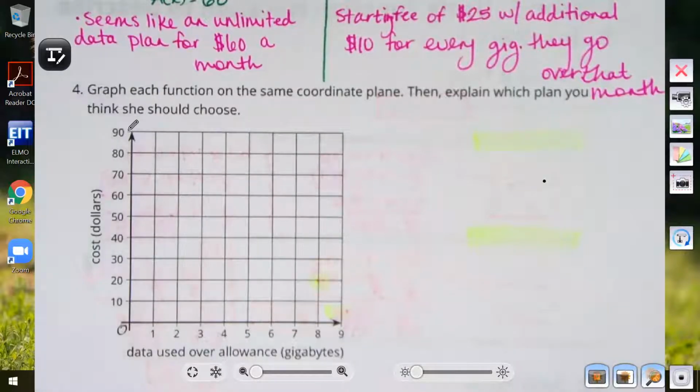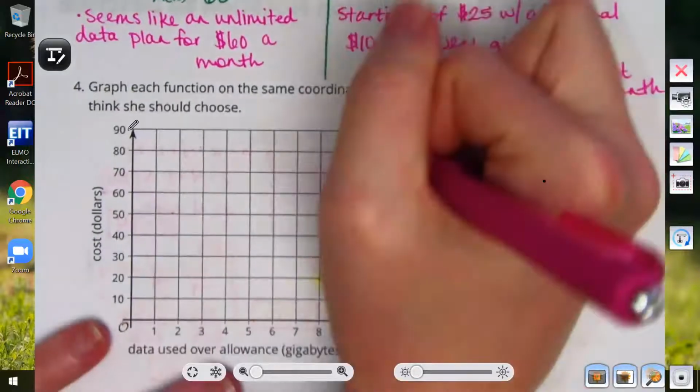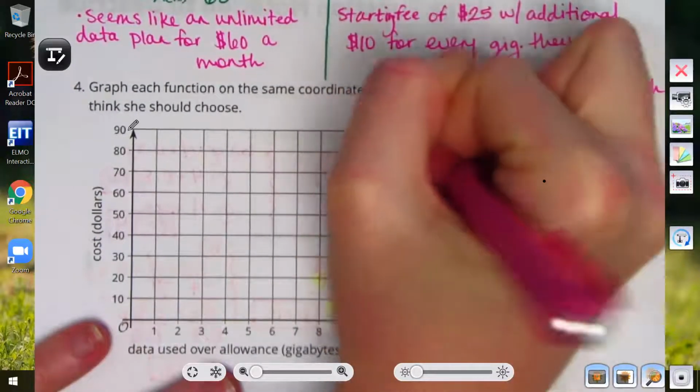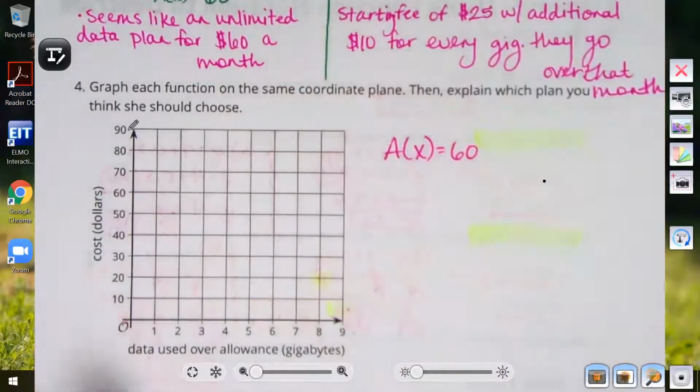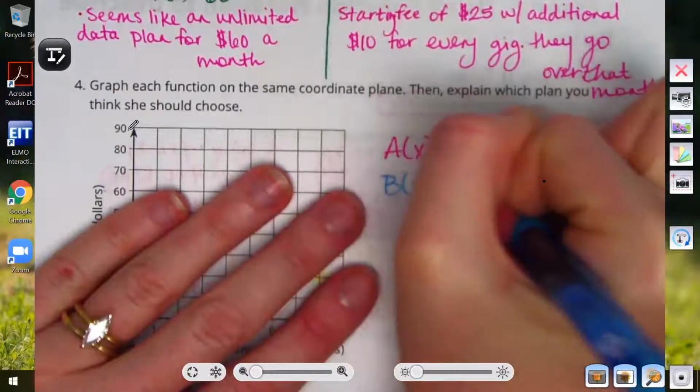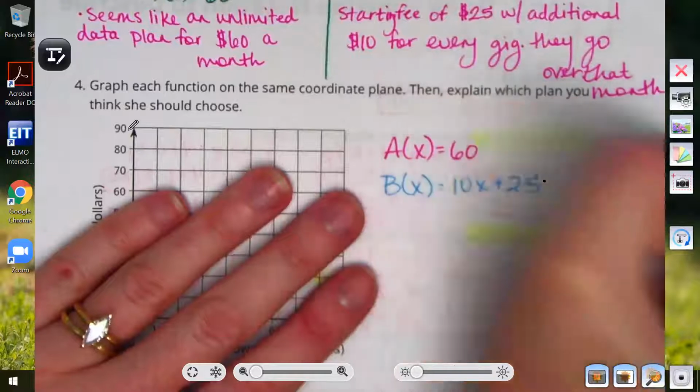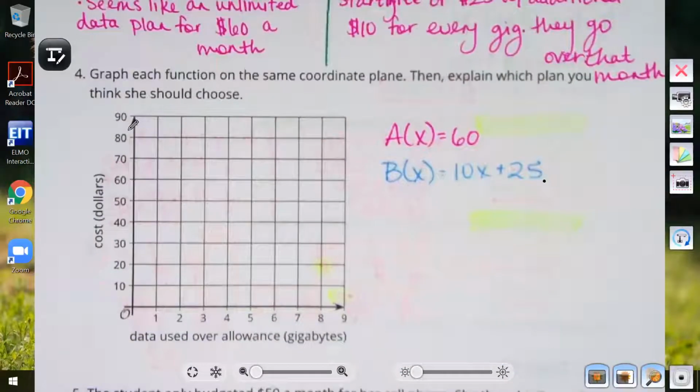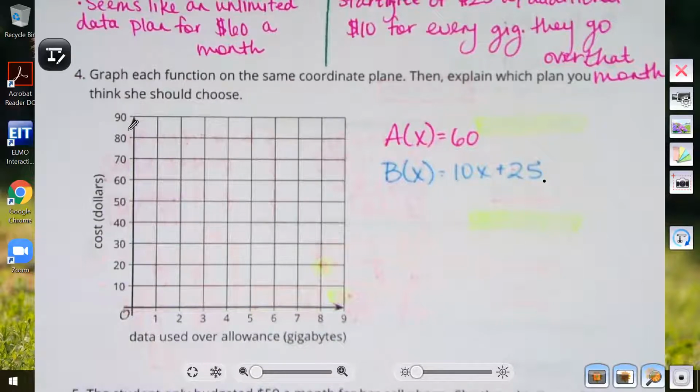Okay, so I'm gonna use pink for my A of X. Okay, and then I'm gonna use blue for my B of X. All right. Now I want you to think back to your goal that we wrote about linear equations, because just because we're in a new unit, I don't want you to forget everything we've talked about with linear equations.